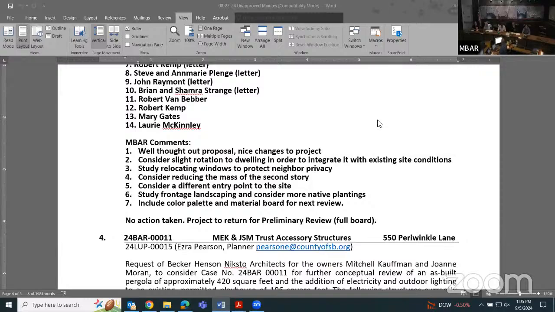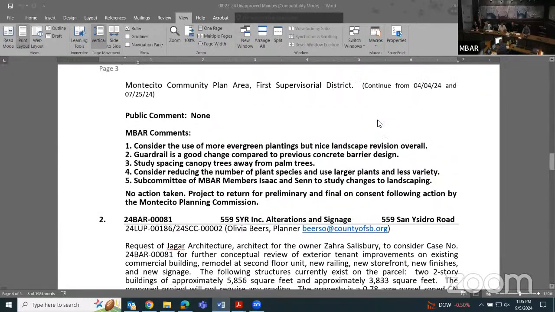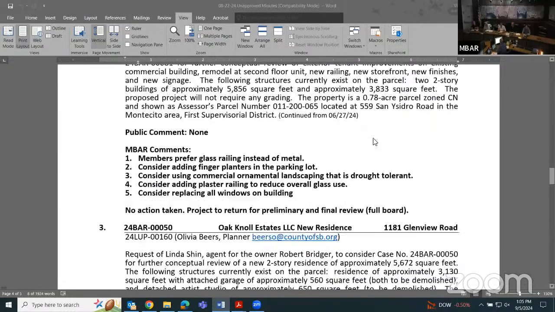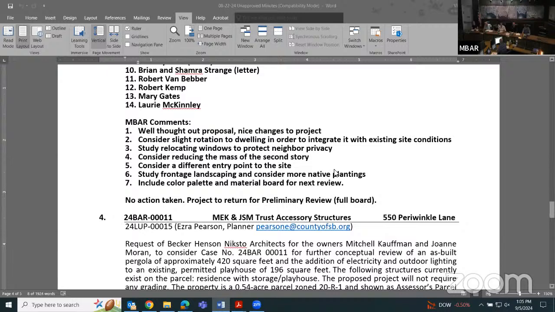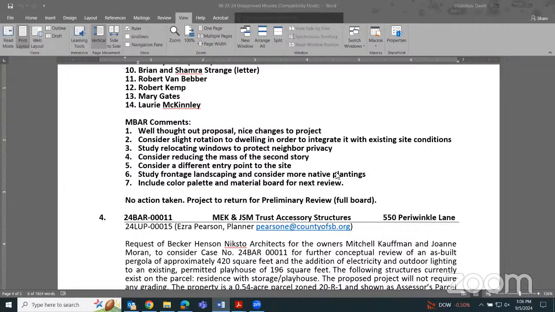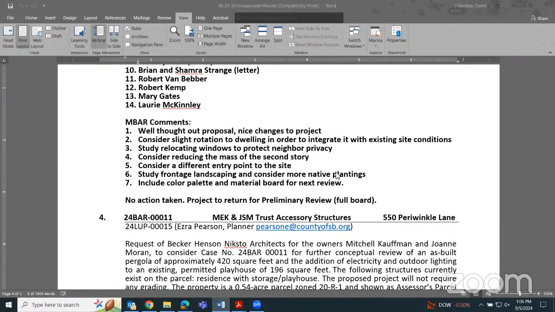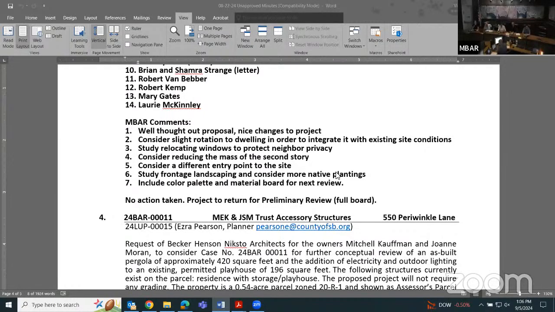Can we go back to item 1 and revisit those comments? Should we finish what she's got? Was that all she had? Can I say something about number 3? Please. Item number 6, study frontage landscaping and consider more native plantings. I also said more Mediterranean, so native/Mediterranean. Are we fine with that? Did we answer all of Linda's comments? Ms. Shin, I just want to know how we changed item 3. We said restudy windows to protect neighbor privacy. Okay, great, thank you.